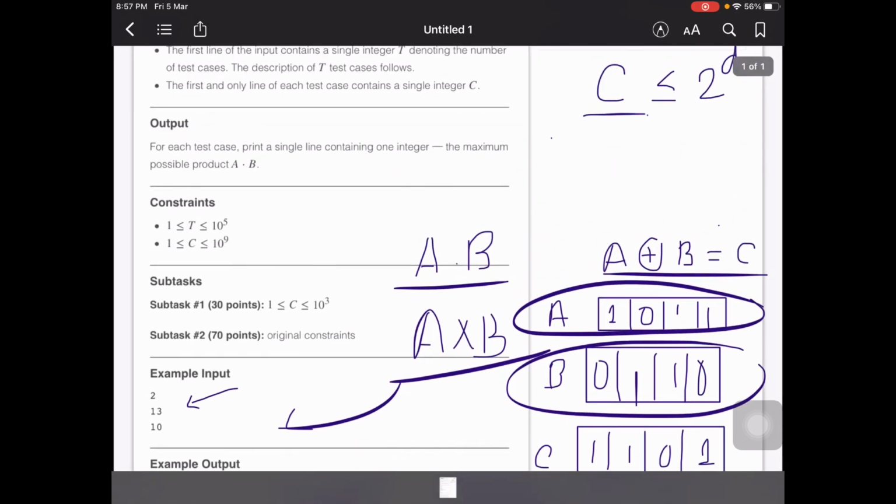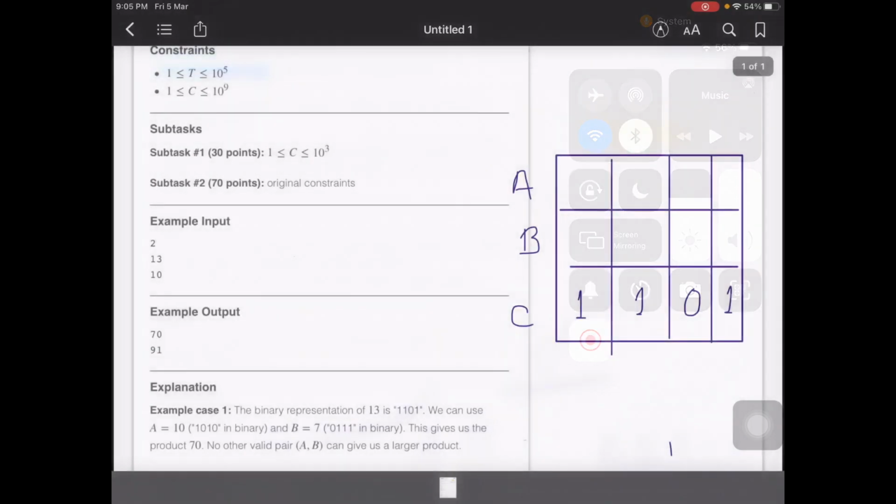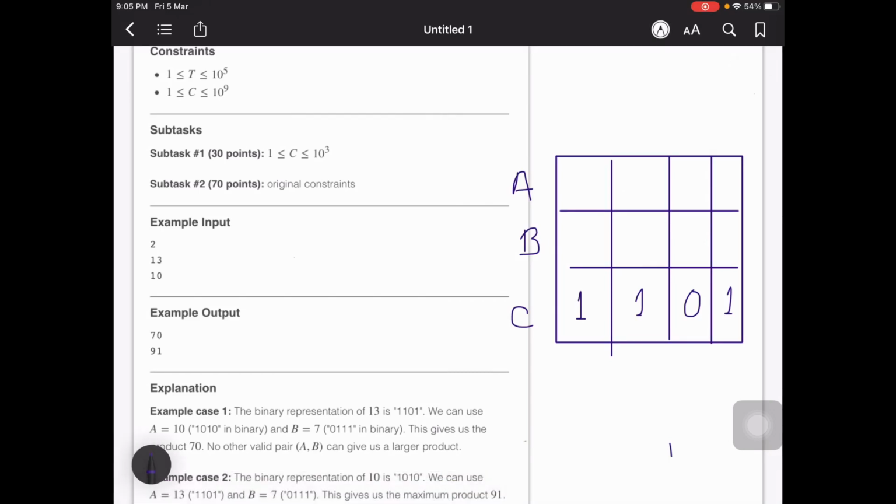Let's look at the constraints. Here the constraints say that c is ranging up to 10 to the power of 9. I'd like to share the details of how in this example test case 1 they have made 70 the larger product of a and b. See here, the number given, c is equal to 13 and the binary representation is 1101.